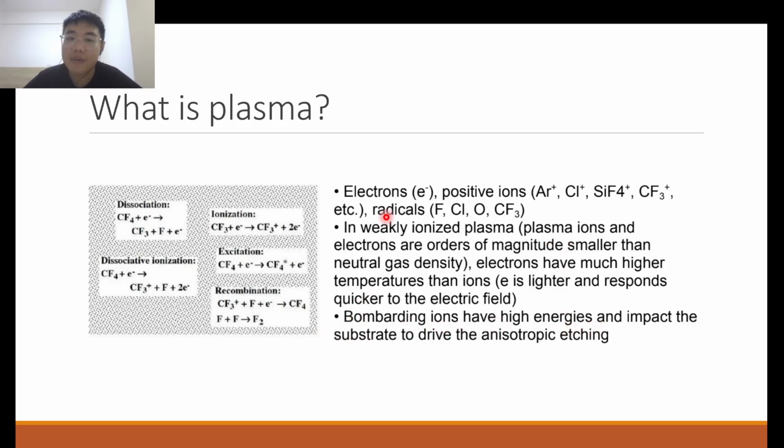And so in weakly ionized plasma, which is normally the case that we see in our plasma etch machines, we basically have electrons that have very much higher temperatures, very much higher energies than the ions. This is because the electrons are lighter in mass and more able to be accelerated by the electric field that we are imposing on the plasma. However, there also exist ions with relatively high energies, and these bombarding ions impact onto the substrate, which is our semiconductor wafer, and that drives the plasma etching process.